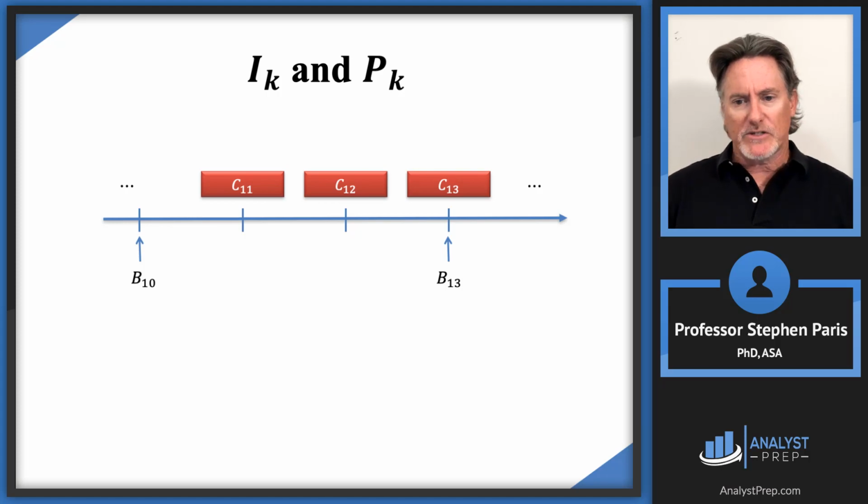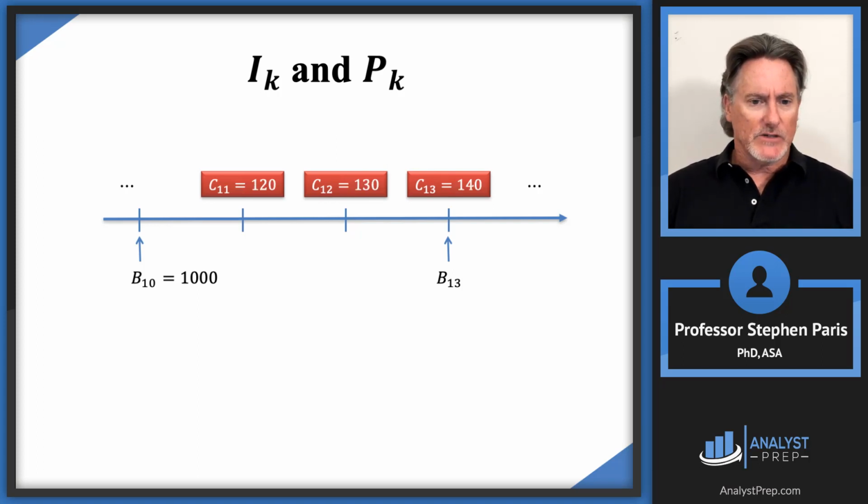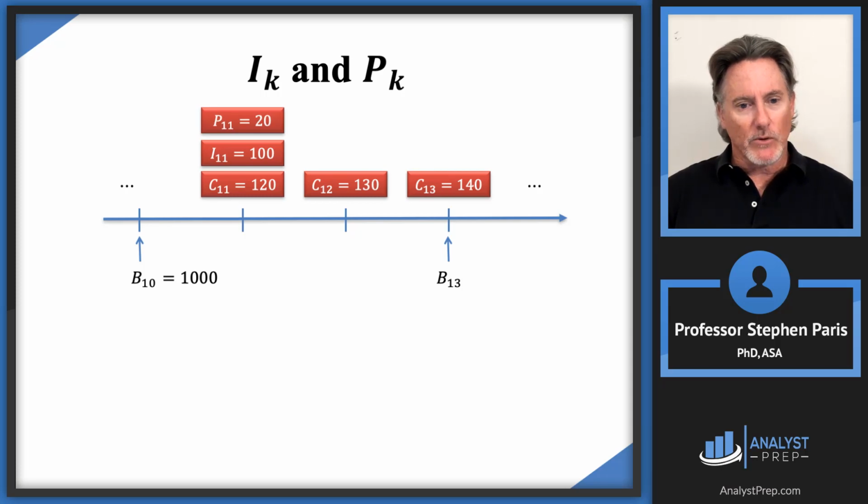Okay, so let me make up some numbers here. Let's say that I have a balance at time 10 of $1,000. Let's say that the payments at times 11, 12, and 13 are 120, 130, and 140. Again, don't try to make sense of the numbers I'm giving to you right now. I'm just going to make up some nice numbers to work with. So let's say that the amount of interest paid at time 11 is 100. Well, if the interest paid is 100, and the total payment was 120 at time 11, that means I'm paying off in principal the difference, 20. 20 is being repaid in principal.